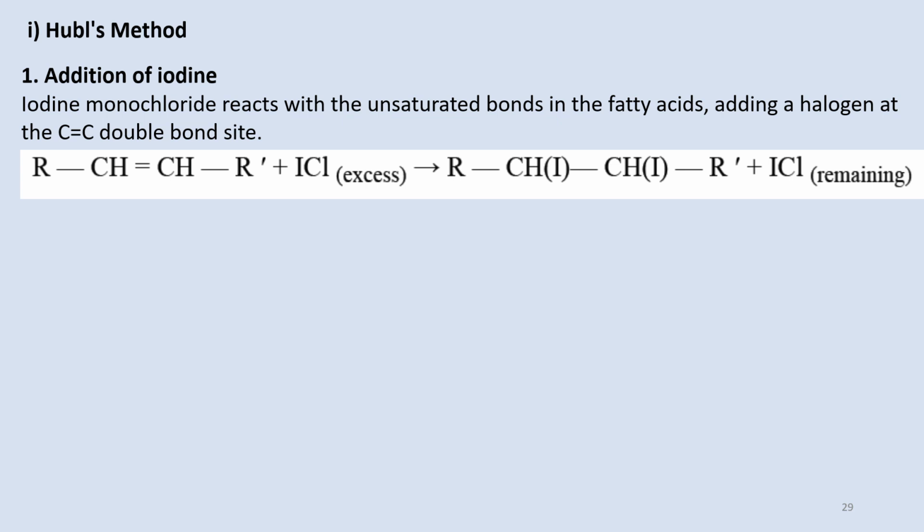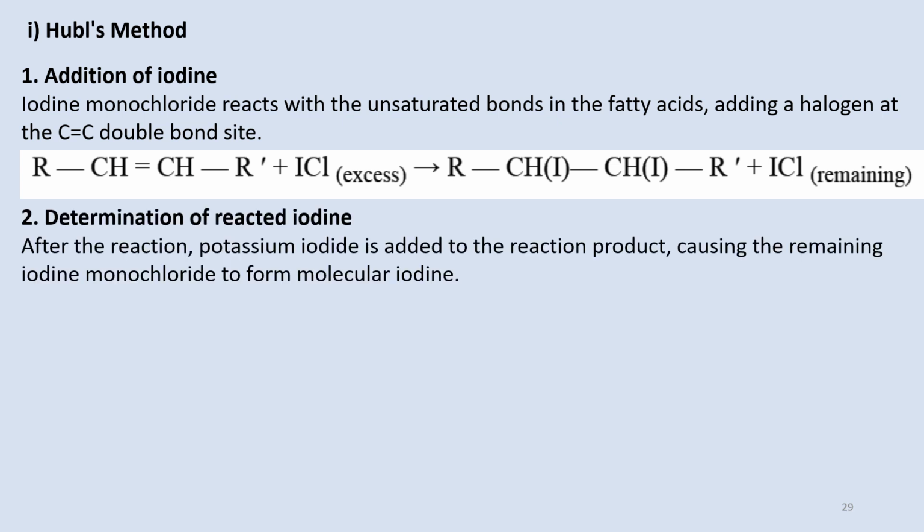The bond is removed and it can be added with a halide of iodine: CHI single bond, CHI single bond and R'. We can see in the reaction plus iodine chloride, the remaining iodine chloride. So this shows how many double bonds are there. Their utilization of the iodine will take place. So determination of reacted iodine now, the second step in this procedure.